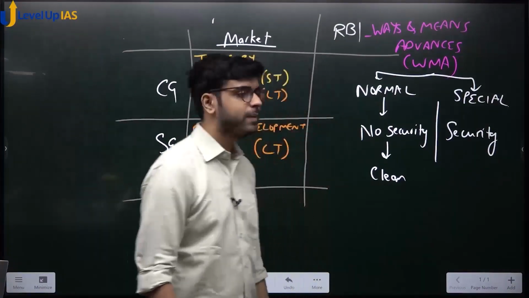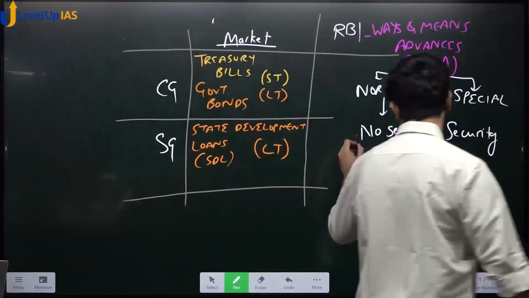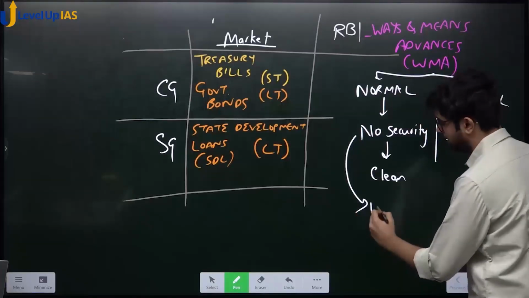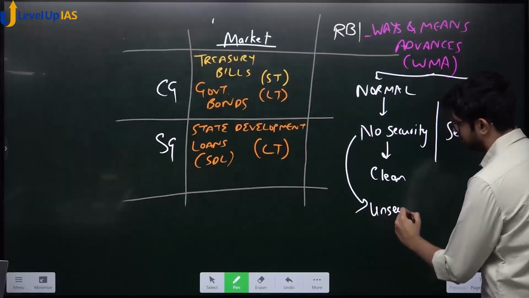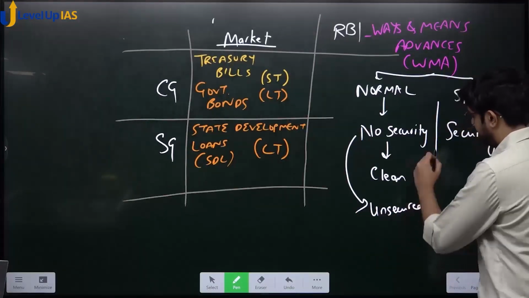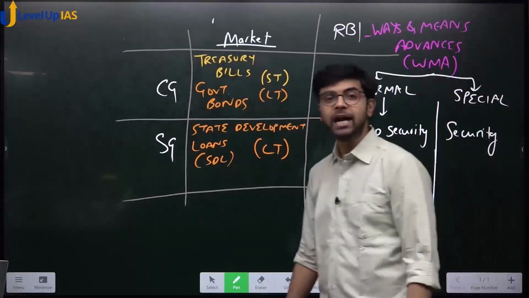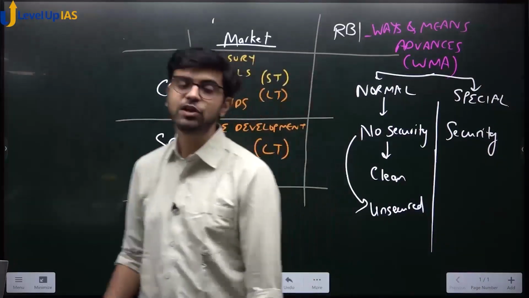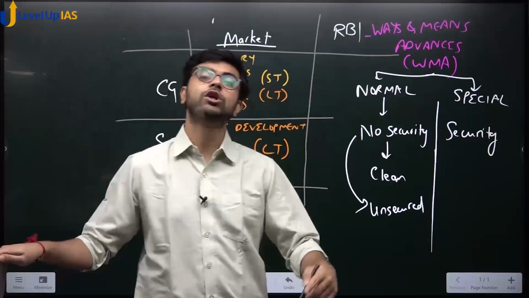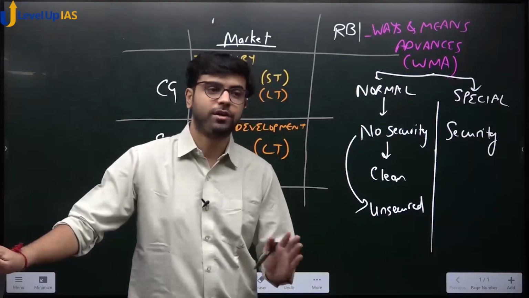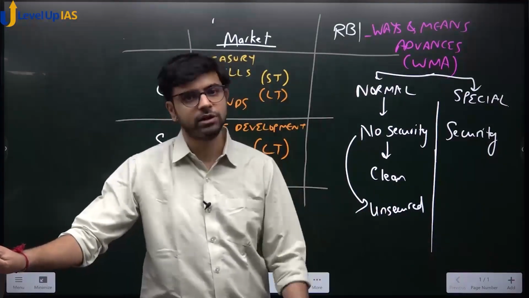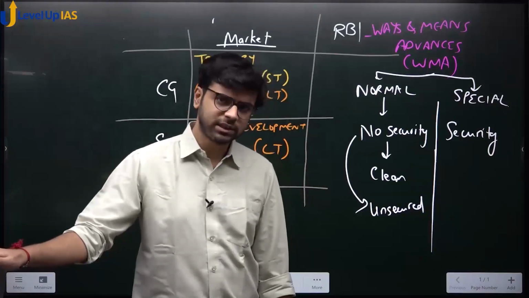Okay? So when we speak about this no security, there is a word for it. It is called unsecured. So if you take a loan from the bank and you don't give the bank any security, it means the bank has given you an unsecured loan. It is not secured by any backing. It is unsecured. Okay? What do you think is more risky, secured or unsecured?